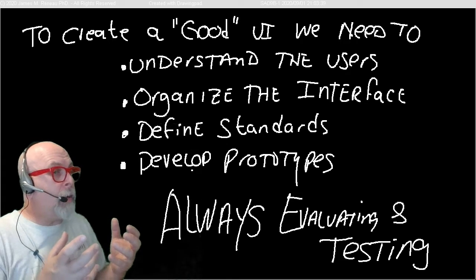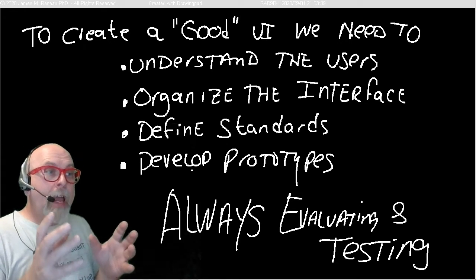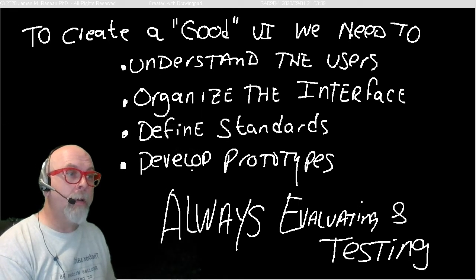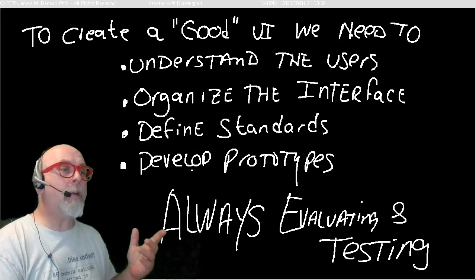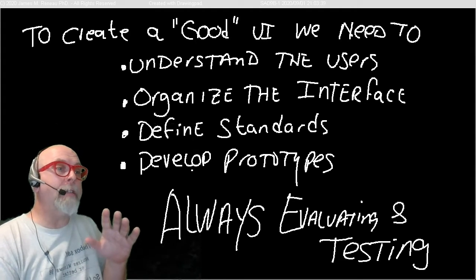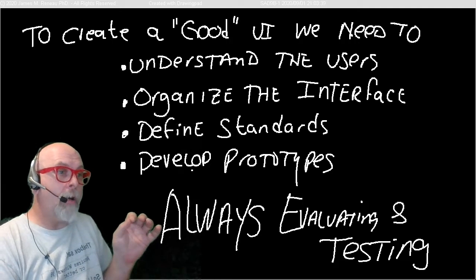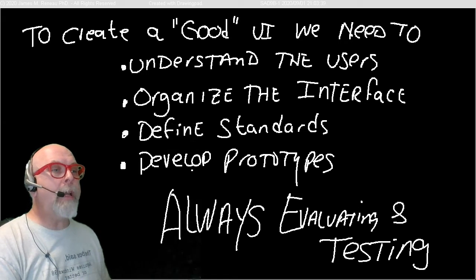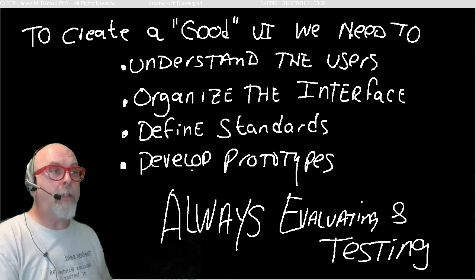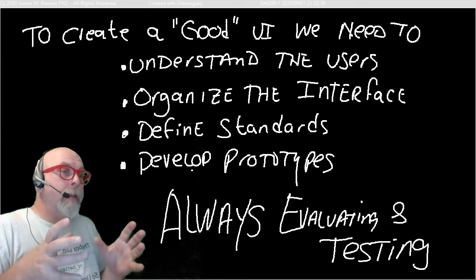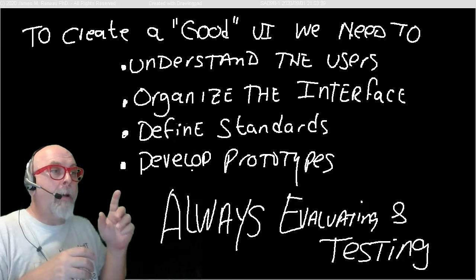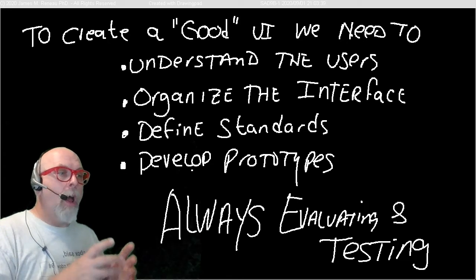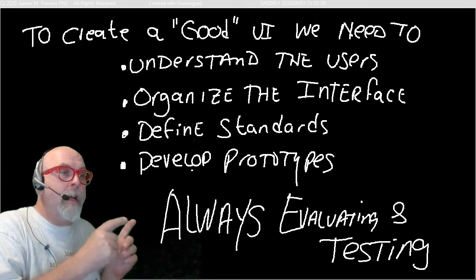As we start organizing things and start laying things out and figuring out how we're going to do it, we can define our user interface standards that we talked about in the previous video, but also standards for how they're organized and how they're laid out. Not the micro standards, but the macro, high-level standards. And then we need to develop a series of prototypes to get user input and talk about the prototyping process. So we're going to talk about these four things that we need to do in order to create a good user interface, remembering that we're always evaluating and testing.